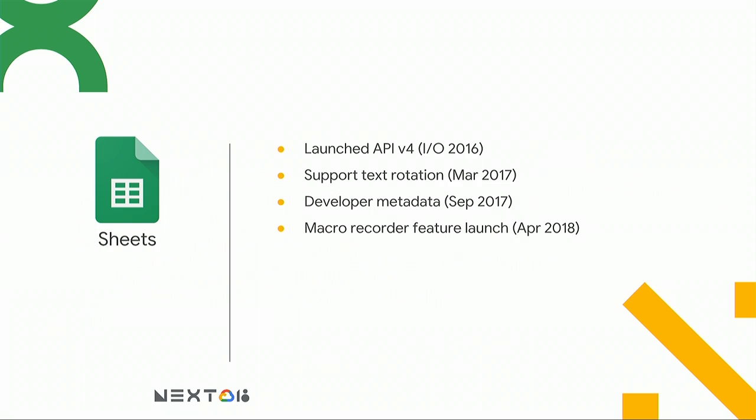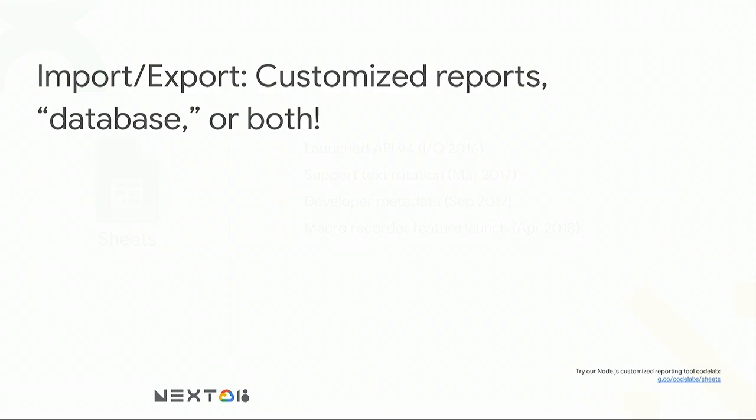All right, so how about Google Sheets? We launched a new API in v4 at I/O 2016, and this was a big deal, so I'll point this out in a little bit. But most recently, we launched a macro recording feature in April, and that automatically generates AppScript code, so we will get to AppScript momentarily, but that's the latest new hot feature.